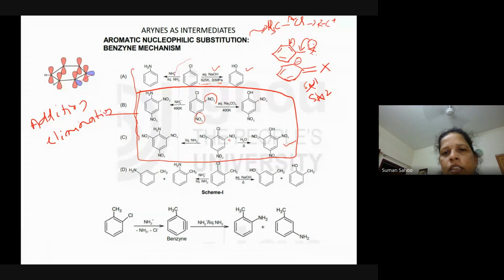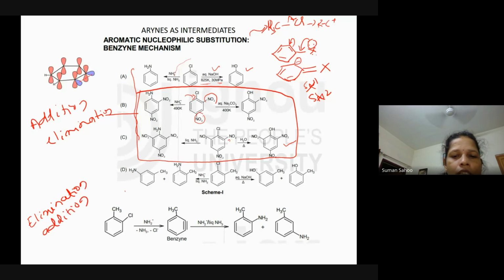That means the nucleophile first attacks, then the leaving group is eliminated. That attack is enhanced by the presence of nitro groups, electron withdrawing groups, specifically at the ortho and para positions. But what about this reaction and these two, A and D? These go through a different mechanism, that is the elimination addition mechanism, also known as the mechanism through a benzyne intermediate.